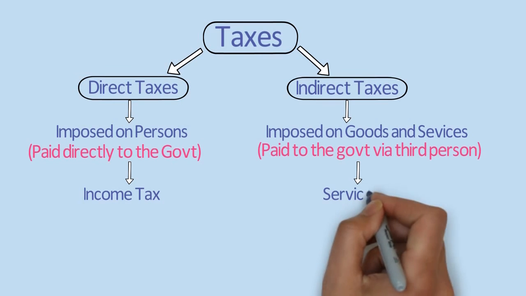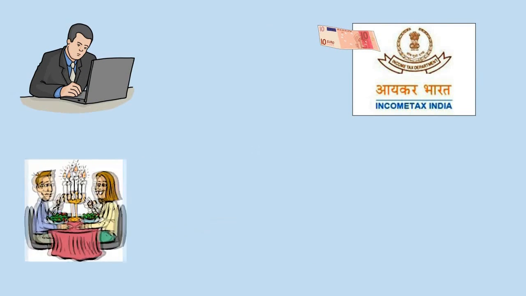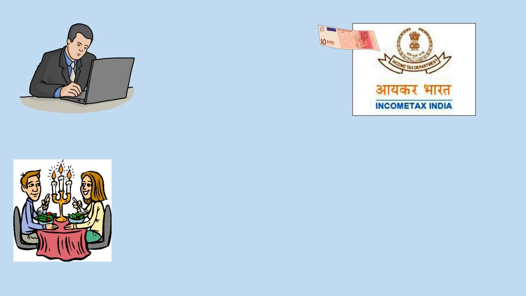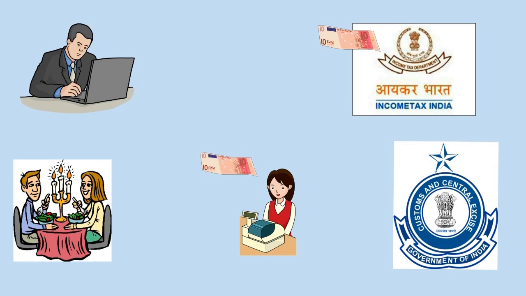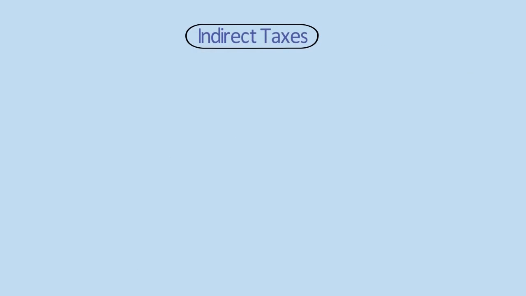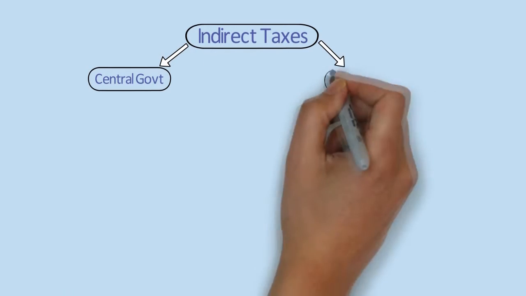For example, service tax. When you go and dine out in a restaurant, you pay service tax which is included in the bill to the owner of the restaurant. That restaurant owner pays the service tax portion to the government. In this way, you pay the taxes to the government via a third person, so it is an indirect tax. In our country, indirect taxes are levied by the central government as well as the state government.